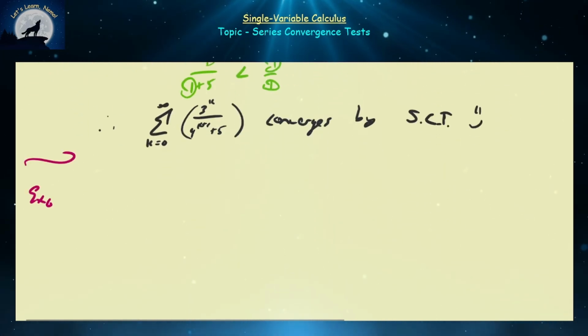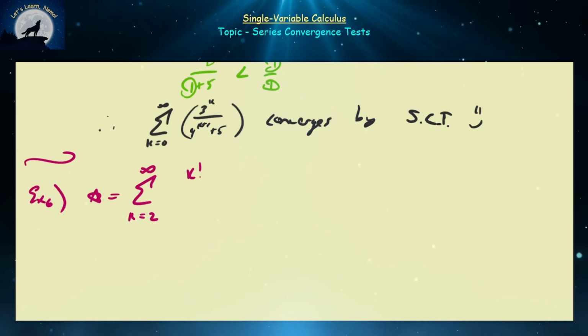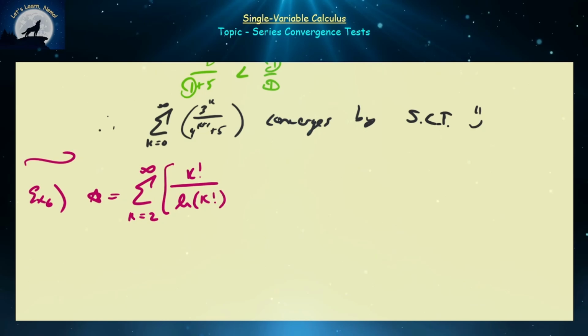Let's look at this one. Let's make this a little bit more fun. Let's do the sum from k equals 2 to infinity of k factorial divided by the natural log of k factorial. So take a moment, pause this video, and think about the series. What the k factorial function looks like, what the natural log of k factorial looks like, and whether the series converges or diverges. What do you think?